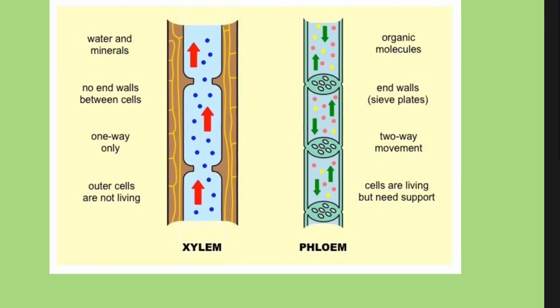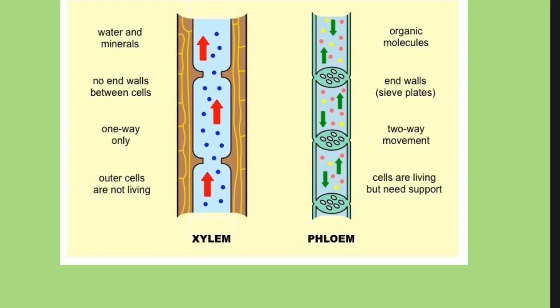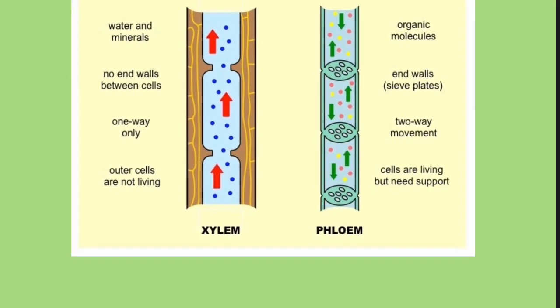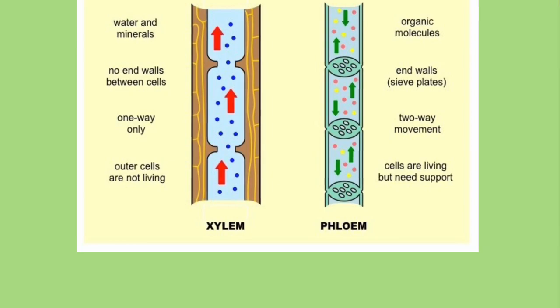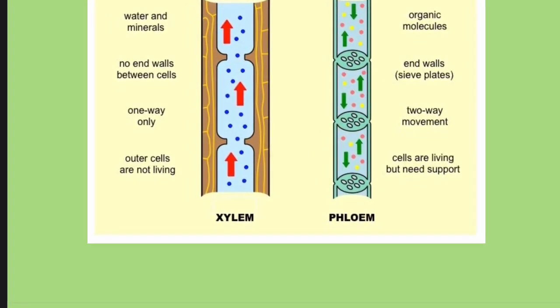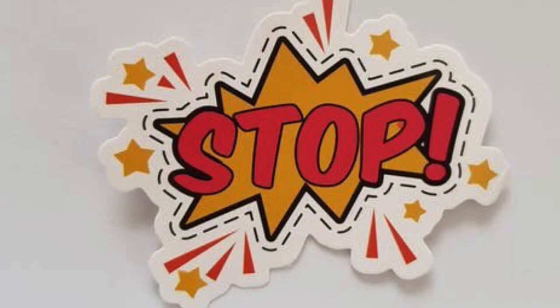So your job now is to pause on this picture and draw the picture of the phloem, which is on the right-hand side. Do not draw the xylem, just the phloem. You need to make sure that you add the labels as well and briefly explain the job of the phloem. Do not move on until you have completed your phloem diagram.